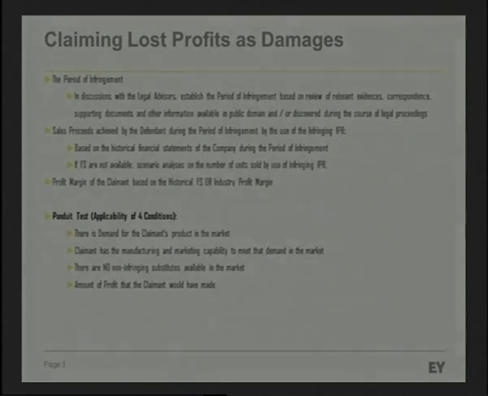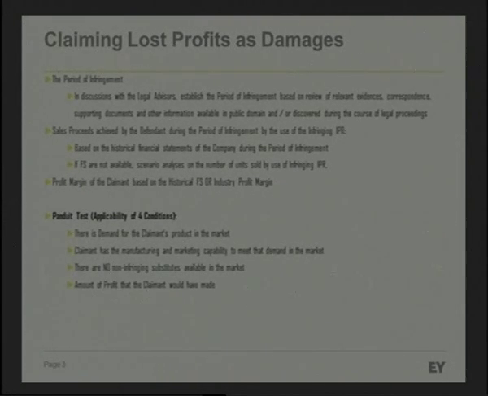There is a Panduit test, which I'm sure many of you would have heard. It's a case law, a precedence which is typically used in order to prove that entire sales of the respondent can be claimed as lost profits by the claimant. So what this case law says is there are 4 conditions, and if these 4 conditions can be applied in my client's scenario, then 100% of the sales made by the respondent can be claimed as lost profits. What are those 4 conditions?